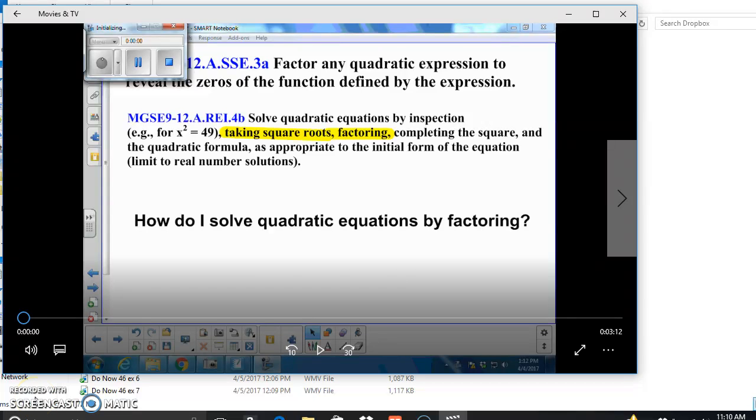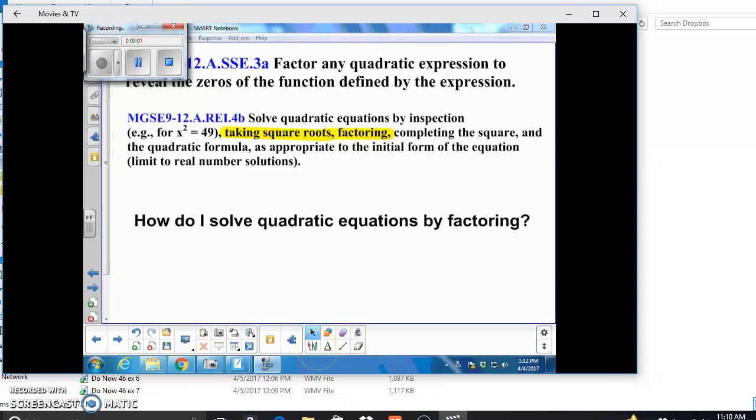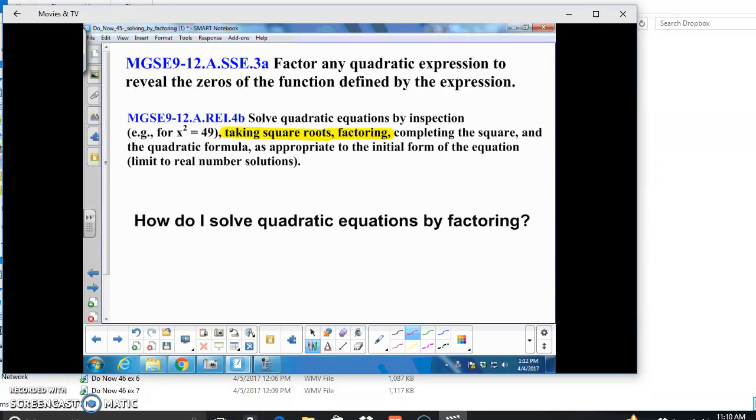In this lesson, we're going to answer the essential question, how do I solve quadratic equations by factoring? We're actually going to find out what the variables can be, not just factor them and stop. We'll factor them and then go find out what it can be.